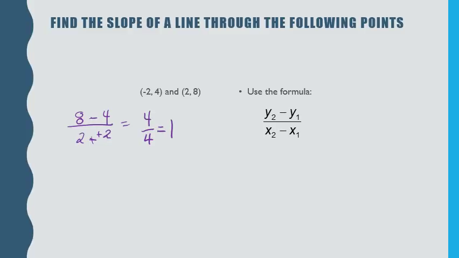Now it's not going to matter which one you pick to be your x1 or y1. So I could make this my x2 and my y2, and this my x1 and my y1. Then it would just be 4 minus 8 over -2 minus 2. So -4 over -4, which is 1. Okay.